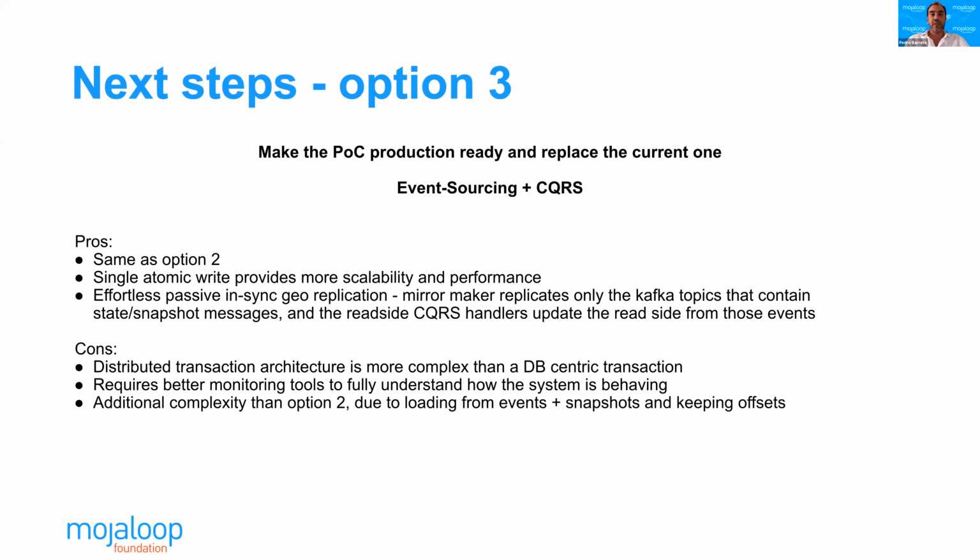We can have Kafka using Mirror Maker technology, which is a Kafka open source tool that replicates the topics that contain the state changes and the snapshots to the other side, to the other geographic location. And the other side is applying those constantly, which means that the other side is kind of an active cluster that's not serving, but it's updating its view, which means it has read side handlers to update the read side of it.